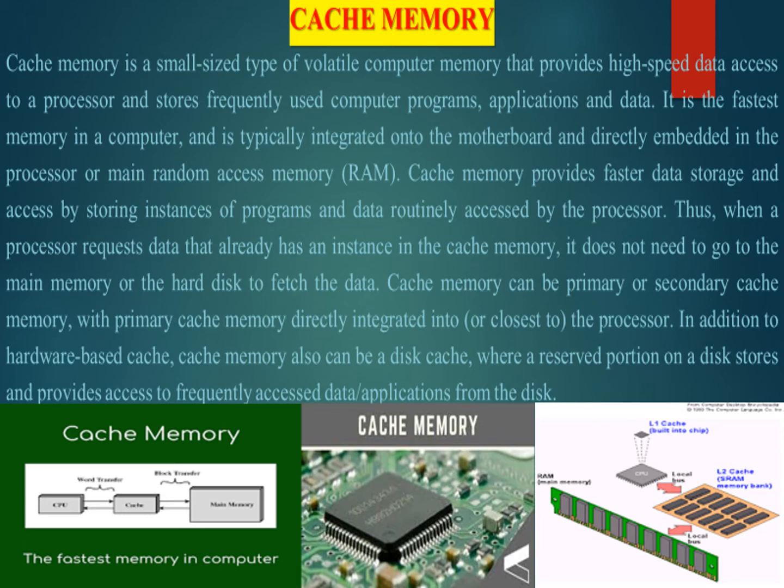Cache memory can be primary or secondary cache memory, with primary cache memory directly integrated into or closest to the processor. In addition to the hardware-based cache, cache memory also can be a disk cache, where a reserved portion on a disk storage provides access to frequently accessed data and applications from the disk.